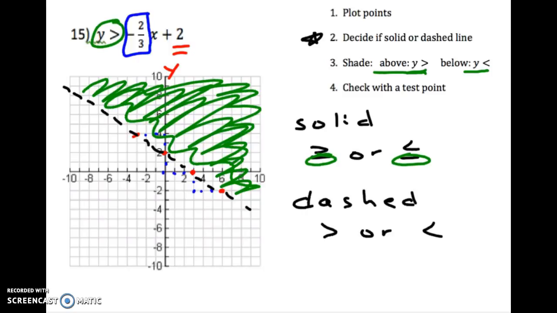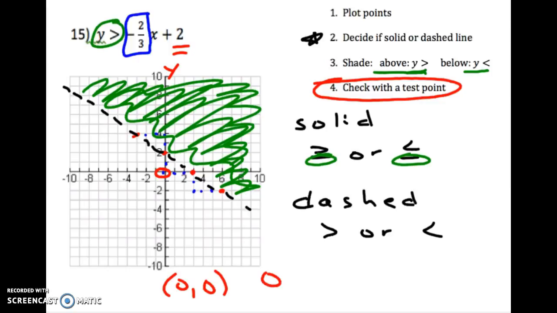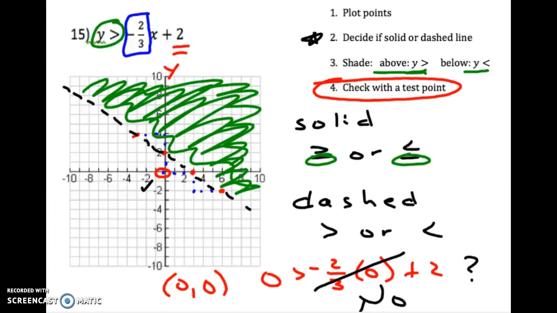Fourth step is basically just a check. Use a test point. Personally, I like to use 0, 0 to work with. It's fairly easy. That means I can take the coordinate 0, 0, and I plug it into the equation. Is 0 greater than negative 2/3 times 0 plus 2? The negative 2/3 times 0 would cancel them out. So the question now becomes, is 0 greater than 2? And the answer to that would be no. So that should be in the non-shaded area, and that checks out. We are not in the shaded area with 0, 0.